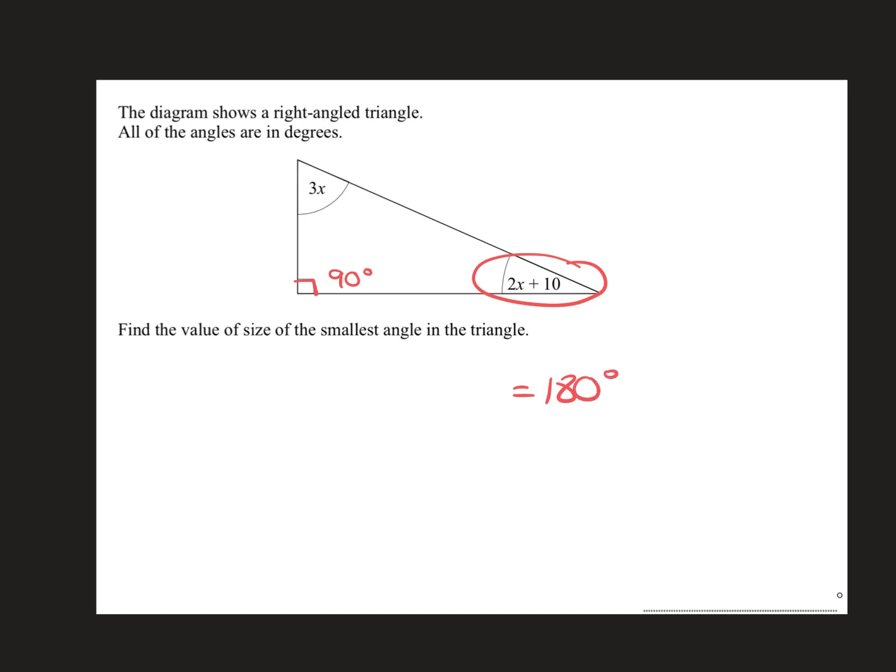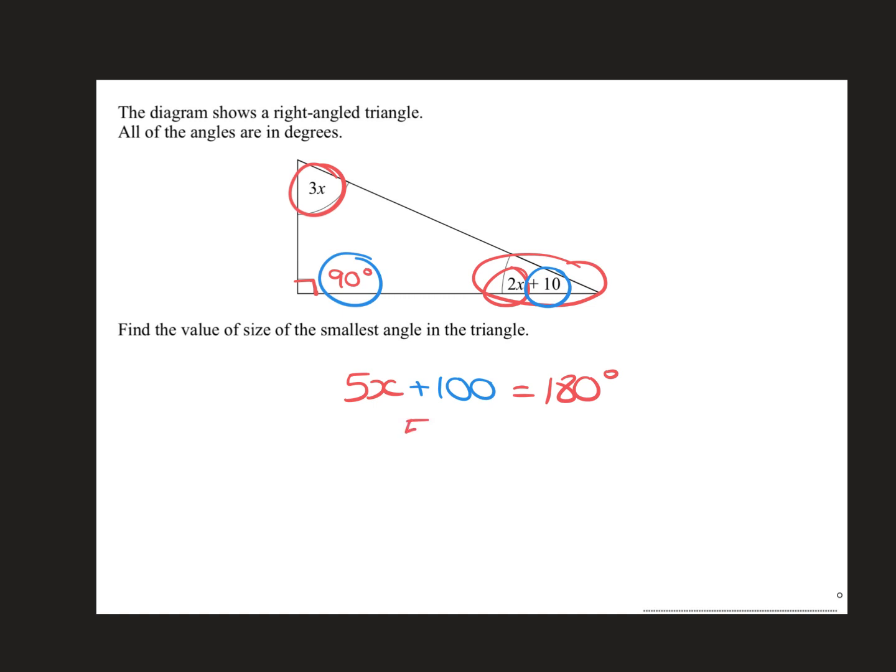degrees. So we've got a 3x here and a 2x here, which means we have a total of 5x. And we have 90 here on our right angle, and we have 10 there, so that is a total of 100, so plus 100. And that is all added up, and that equals 180. So we're going to solve this now.